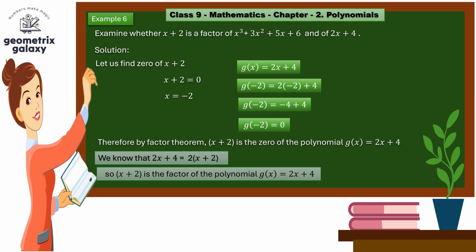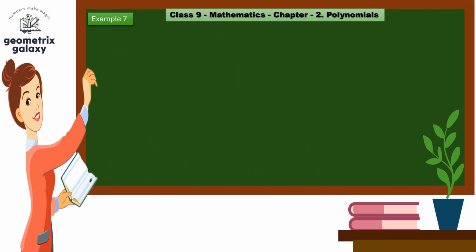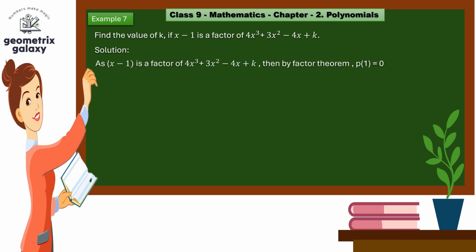Find the value of k if x minus 1 is a factor of 4x cube plus 3x square minus 4x plus k. Here, it is confirmed that x minus 1 is a factor. Therefore, according to factor theorem, p of 1 is equal to 0. Now, let us substitute the value of x as 1 and equate it to 0.